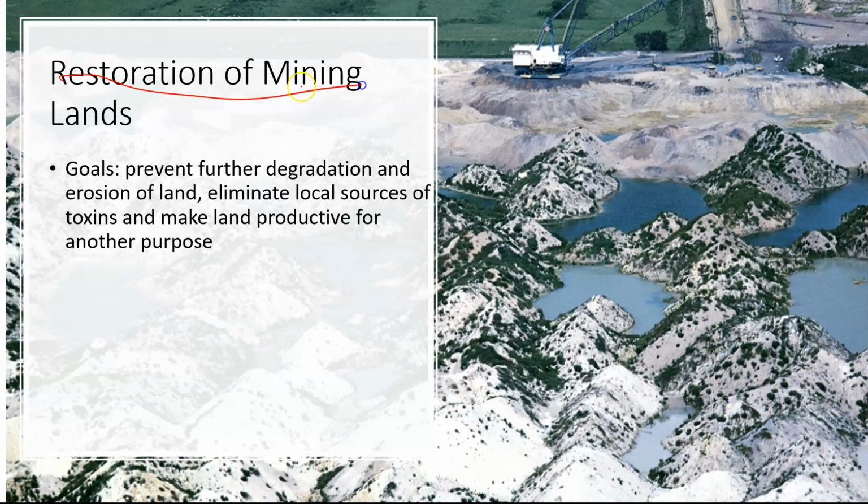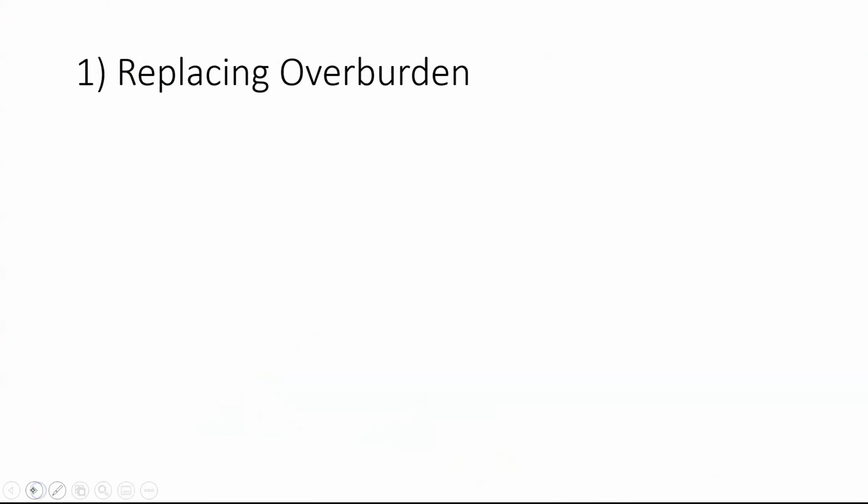And set it back to some sort of productive purpose, ideally a natural system, right? So the goal of restoring our mining land. So after we've extracted that valuable resource that we do rely on, right? We need to go back, prevent further degradation, eliminate local sources of toxins, and make the land productive again. All right. So how do we do that? First of all, if there was a surface mine, we're going to replace that overburden. Overburden, by the way, is the stuff that we move out of the way to get at the resource. Let's say we scoop away some layers of rocks and other sediments, get to our coal seam, right?